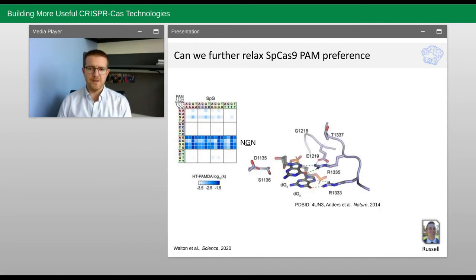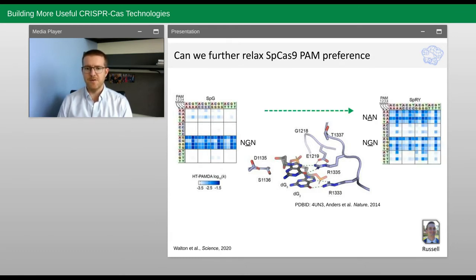So we could go back and look at crystal structures of Cas9 and ask the simple question, could we make changes to SpG to relax its PAM requirement? So what we're able to do, again, using the HT-PAMDA assay, is make additional substitutions in some of these amino acids shown here to arrive at this enzyme that we call SpRY, that now can access the NAN space of PAMs that were essentially inaccessible before to SpG.